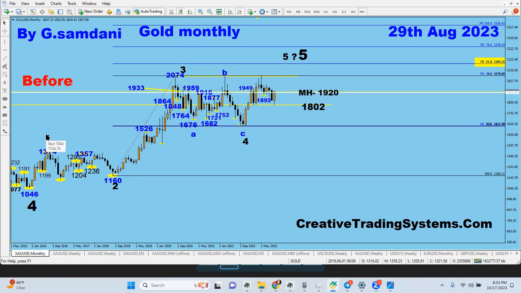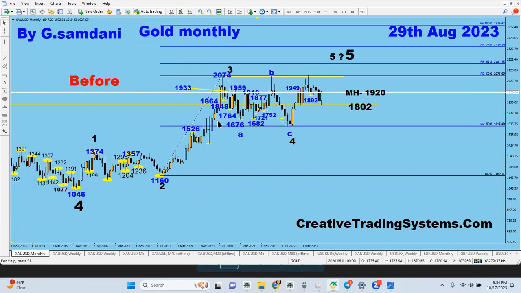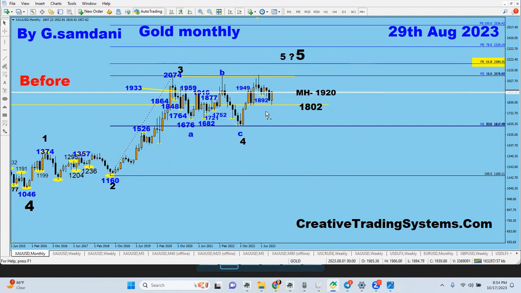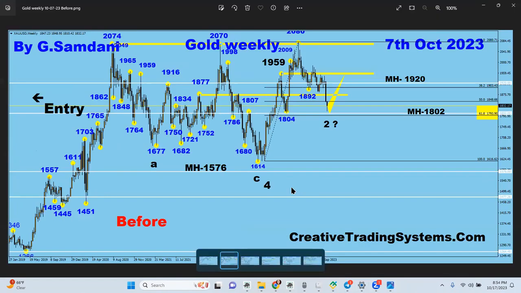This is wave 1, 2, 3, ABC 4, and then wave 5. So either we're going to go there in 3 waves or 5 waves, right? If it is going to be in 3 waves, this is wave 1, 2, and now we're going to go up for wave 3. So what happened to this chart that I made that is going to go up to the upside is this.